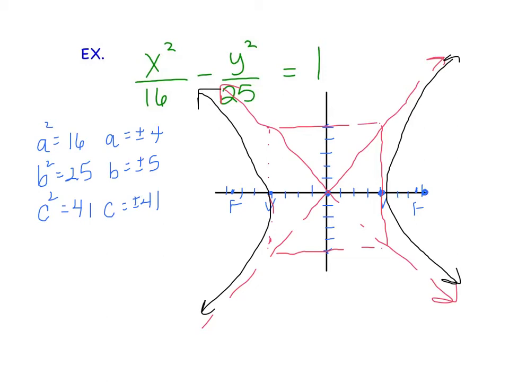The last thing I have to do is list all these points. So I really just need the vertices, the foci, and the asymptotes. Okay, so I know here that this is B and this is A. So the asymptote is going to be at B over A x. B is 5, A is 4. So I'm done. The vertices are going to be at plus or minus 4, 0. And the foci are going to be plus or minus square root of 41.